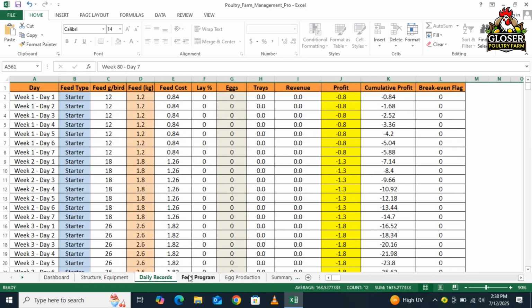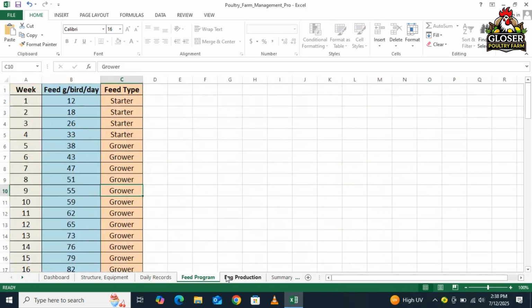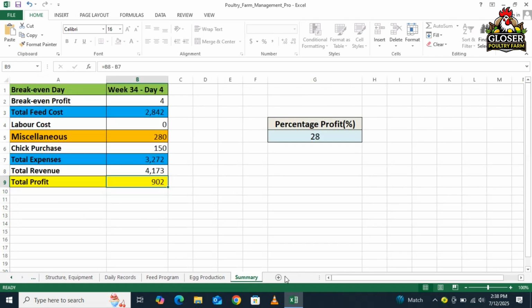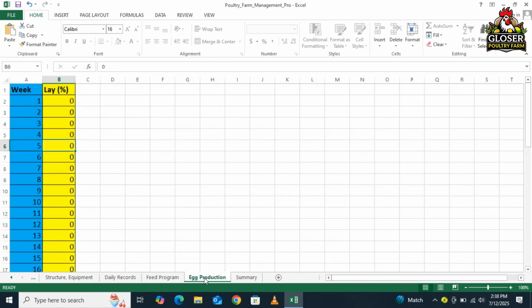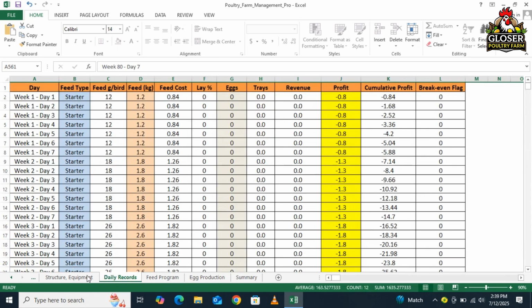It also gives you a clear view of your expected revenue, meaning the total amount of money you should be earning from selling eggs. More importantly, it helps you track your daily profits and tells you the exact day your farm will recover all its costs and begin making profit. That point is called the break-even point. The tool even warns you early if something's not right, like if your chickens are not eating enough, are stressed, or are getting sick.